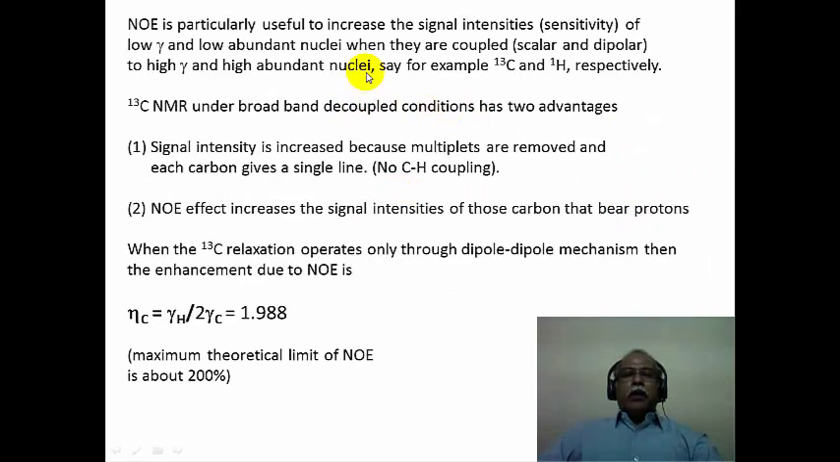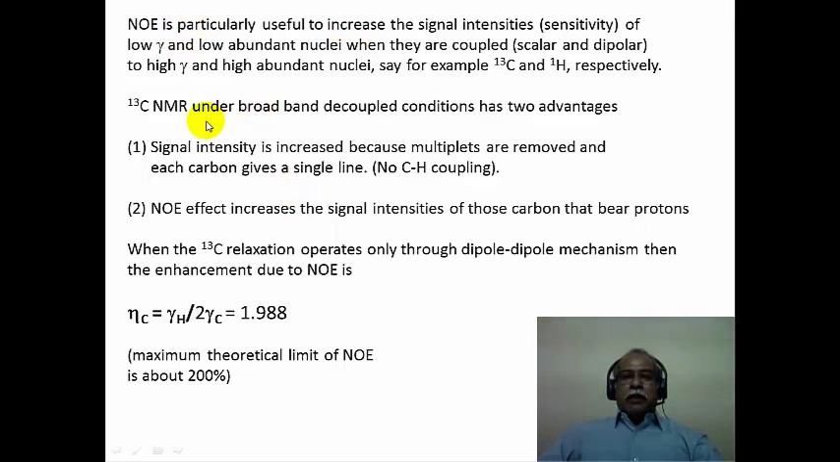Now, the NOE effect is particularly useful to increase the signal intensity, or the sensitivity, of the technique for low abundant as well as low gamma nuclei when they are coupled, either through scalar coupling, that is J coupling, or through space coupling, namely dipolar coupling, to high gamma and high abundant nuclei. The example that we are talking about is carbon 13, which is a low gamma as well as low abundant nucleus, and it is coupled to proton, which is a high abundant and high gamma nucleus. Under these conditions, NOE is particularly useful.